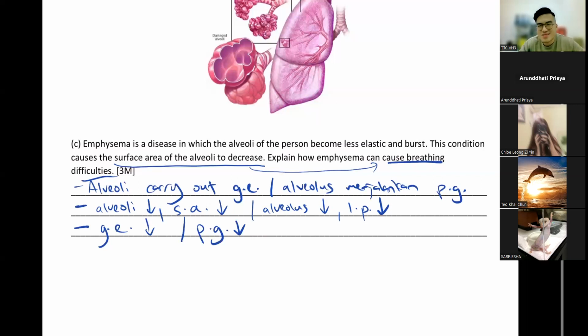You see, it's the same point over and over one, right? So surface area decrease, gaseous exchange decrease. You can even add one more point here. Guys, what happens when gaseous exchange decrease? When you have less gaseous exchange, what happens? Yes, how to breathe, breathing difficulty. Same answer one, you see? Same answer one. Okay?